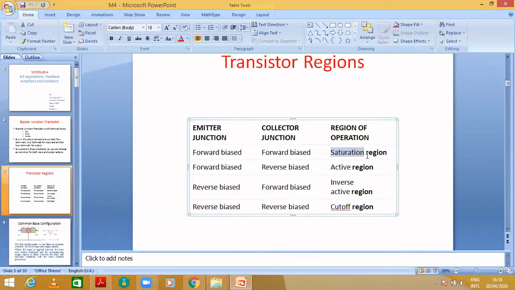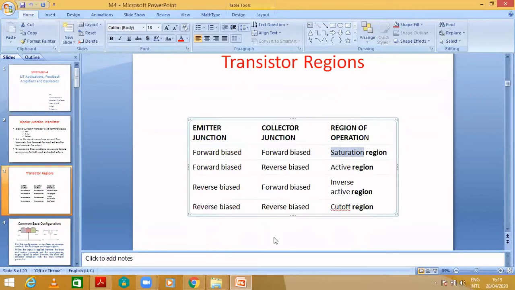How? By making the emitter junction and collector junction forward biased, the transistor goes to the saturation region and acts as an on switch. Similarly, when both junctions are reverse biased, the transistor moves to the cutoff region and acts as an off switch.